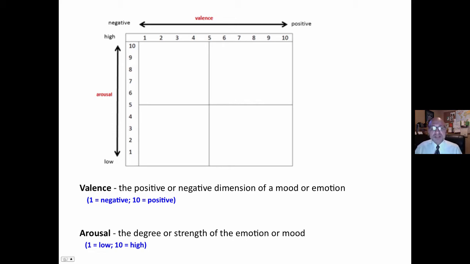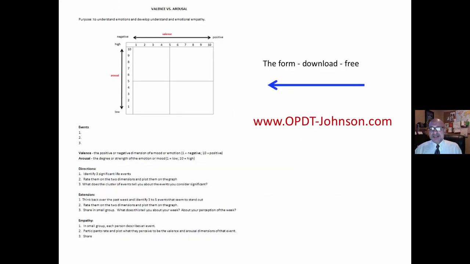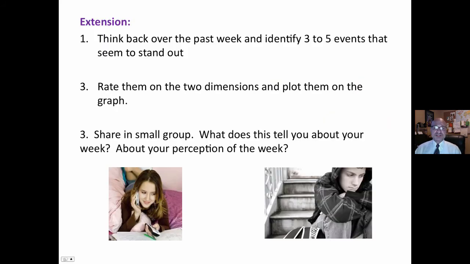So you plot the events right here. And what does that tell you about the significance? You can move from life events to events this week as well. Adopt and adapt, all right? I have the form. You can download this at my website, but there is more extension.